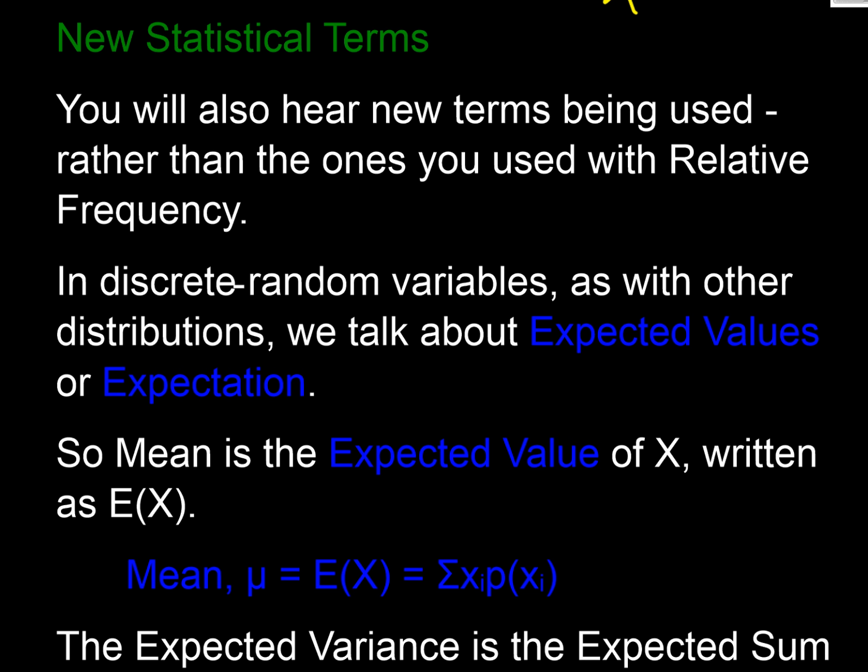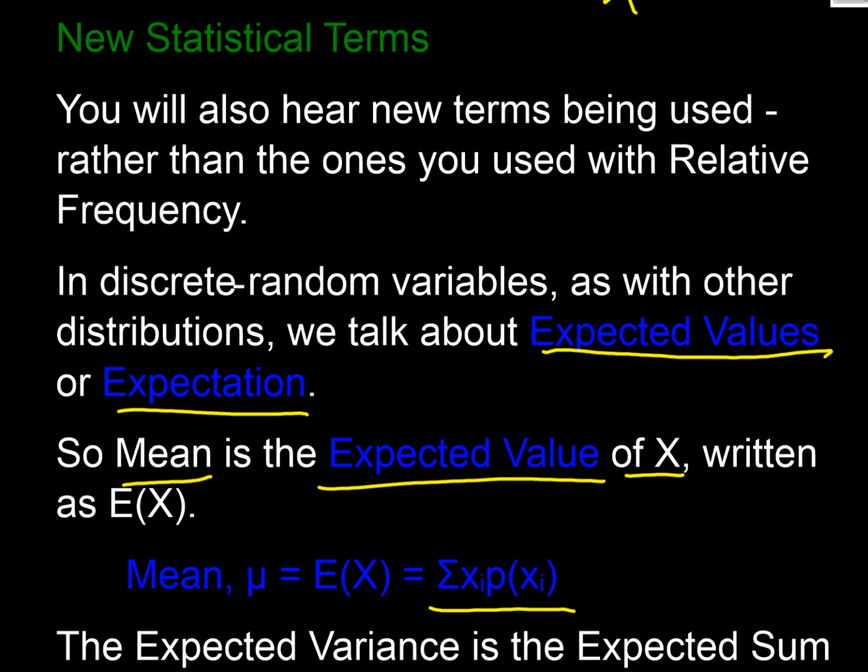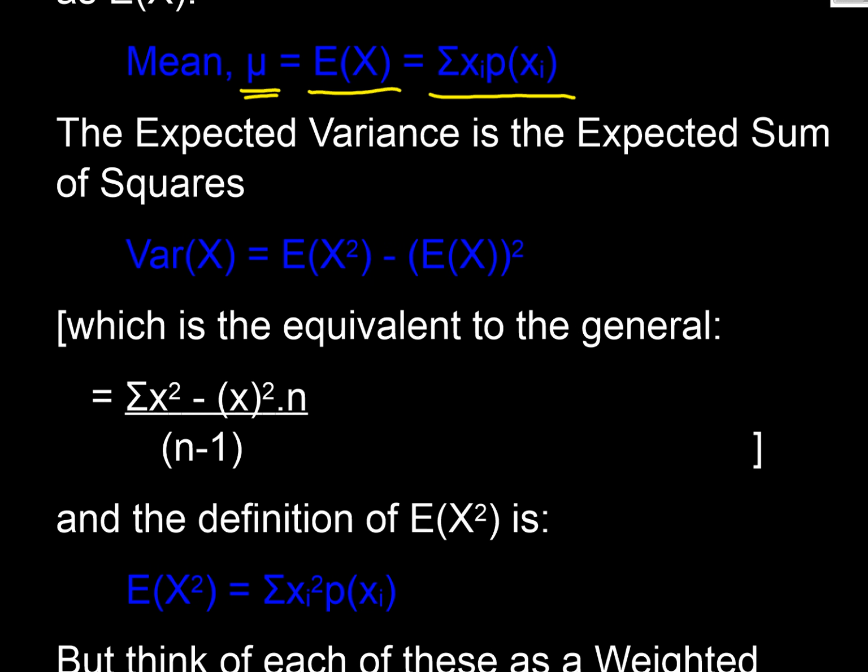Next part, you'll also see, if you haven't seen them before, we use different terms rather than mean. We use expected values or expectations. Well, the expected value of x is actually the mean. Same formula here. We write it as E with x in brackets, and because we're not doing a sample, we would be assuming this is our population mean, for which we use the symbol mu.